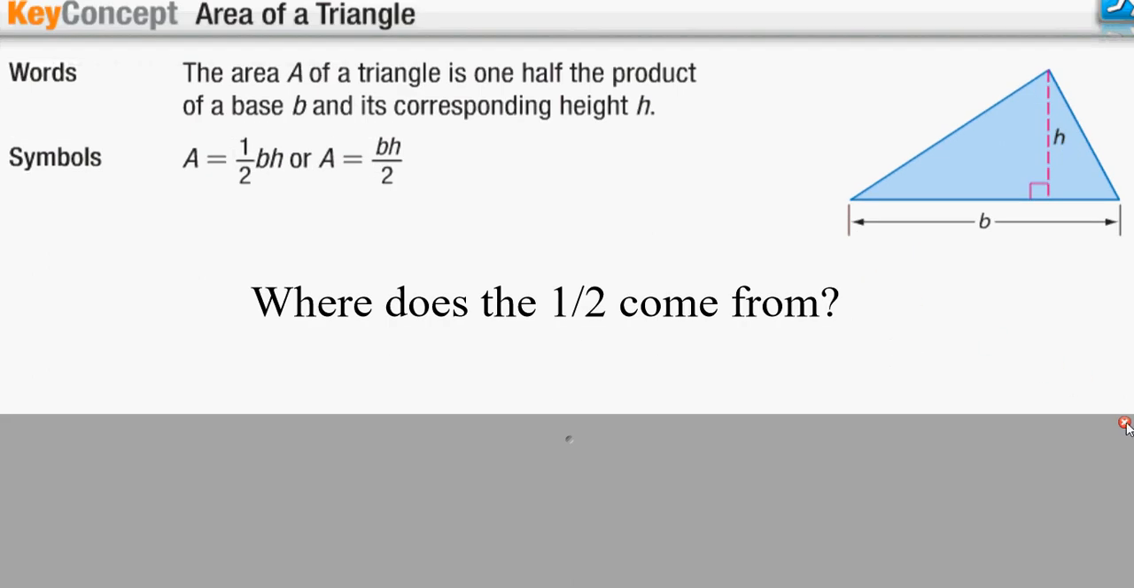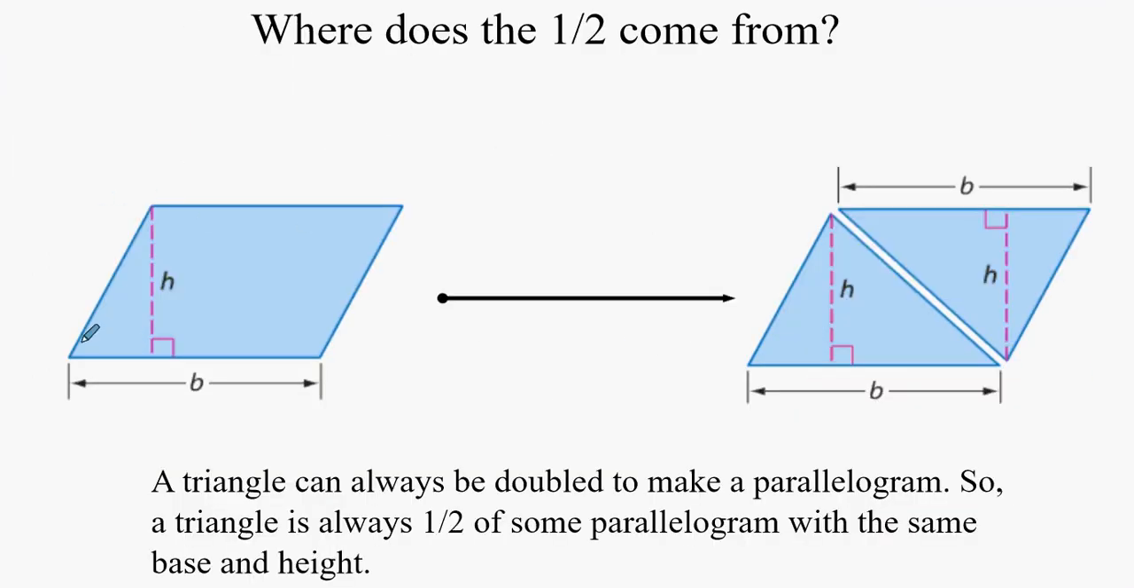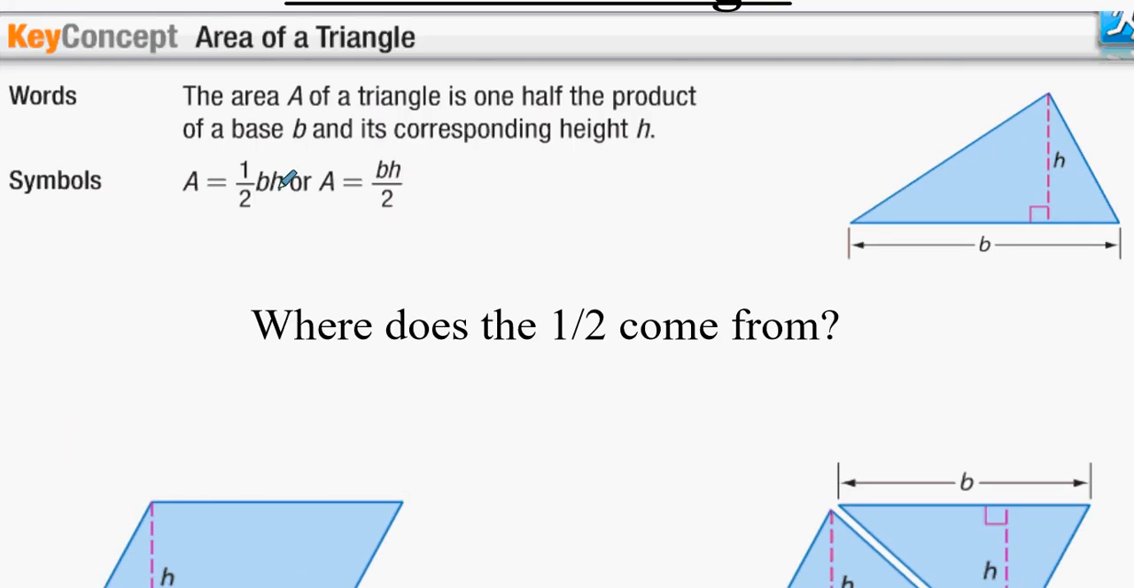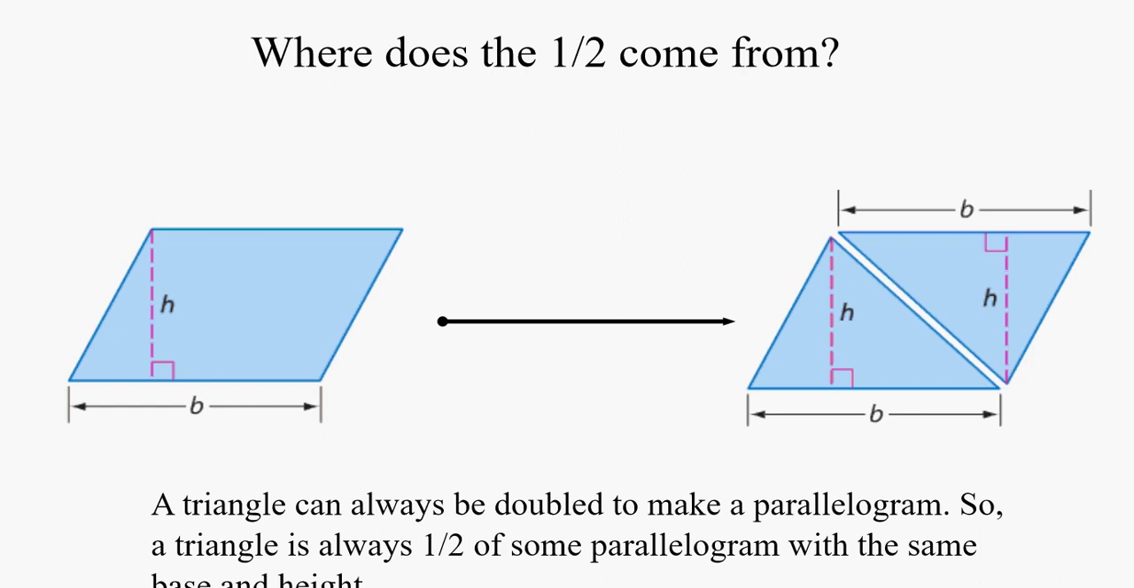It's a 1/2 because if you take any parallelogram, you can cut it diagonally and it'll make two triangles. And those triangles will have the same base and the same height, but they'll be half of the area of the original parallelogram. So the reason there's a 1/2 in front is because every single triangle could always be doubled and make a parallelogram that has twice the area of that triangle. So the area of a triangle is always 1/2 of some parallelogram that has the same base and the same height. That's why its area is 1/2 base times height.